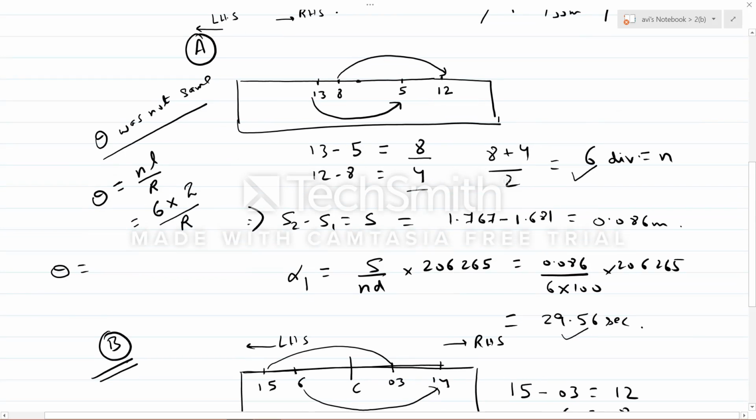Theta was not constant in this case. Theta 1 is 6 into 2 upon R, and theta 2 is 10 divisions into 2 upon R. Here you can see that theta 2 is greater than theta 1. Alpha is equal to theta upon n, so alpha is related to theta if n remains constant, but here n is changing: n1 is 6 and n2 is 10.